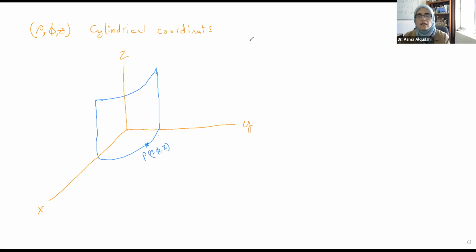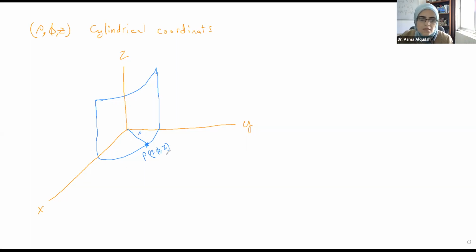Okay, now let's define these components. So we start with rho. Rho is the radius of the cylinder, of this cylinder, where the point P is. So there is a cylinder, the point P lies on this cylinder. The radius of this cylinder is defined as rho. So how we take the radius? We start at the origin and we go all the way until we get to the point P. Okay, so this is rho.